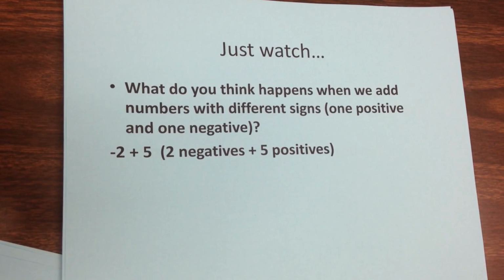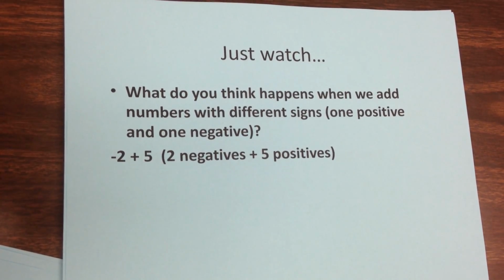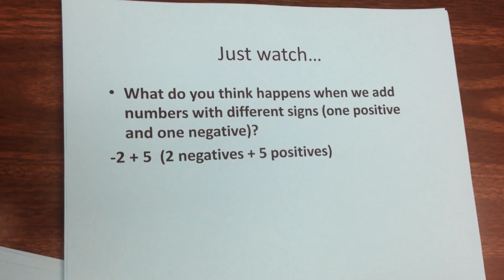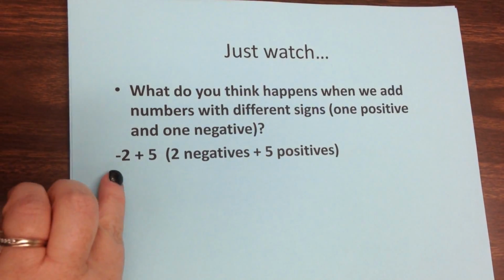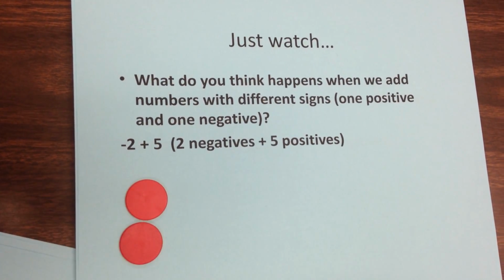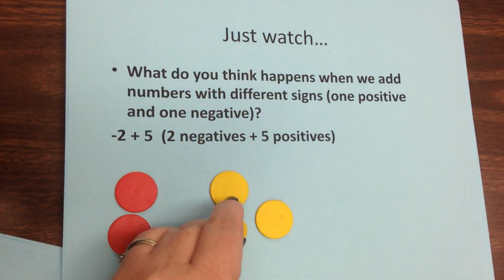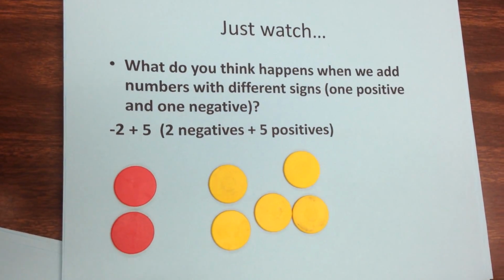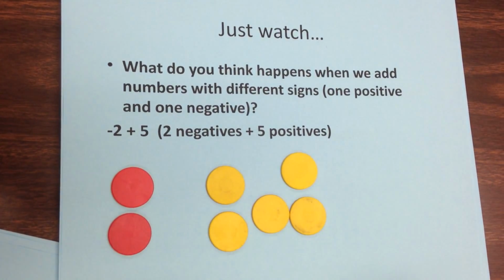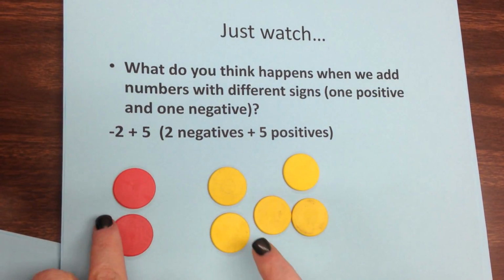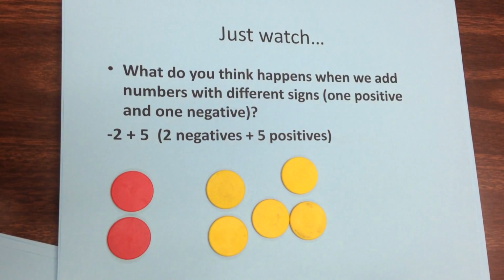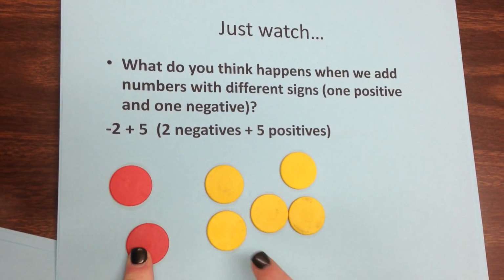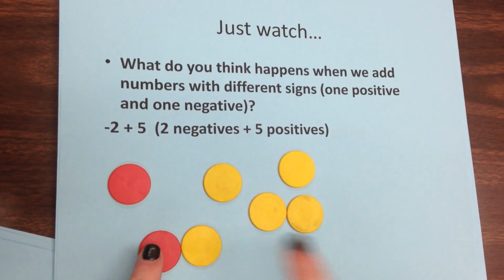Okay, so I just want you to watch again for just a second. What do you think happens when we add numbers with different signs? And by signs, I mean a positive or negative sign. So negative is red, so that's 2 negatives plus 5 positives. Okay, well, I can't really combine because I don't really know what I'm looking at here. They're different. But we learned that when you look at a number and its opposite, the sum of them is 0. So if this one is a negative 1 and this is a positive 1, together they make 0.